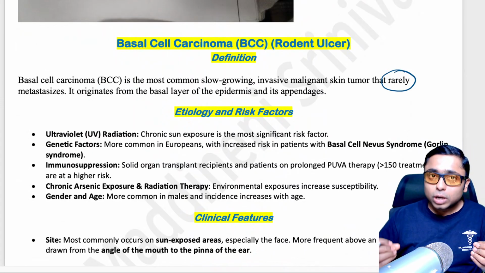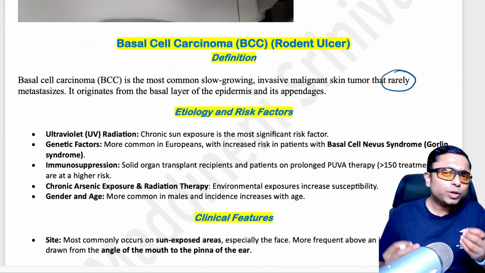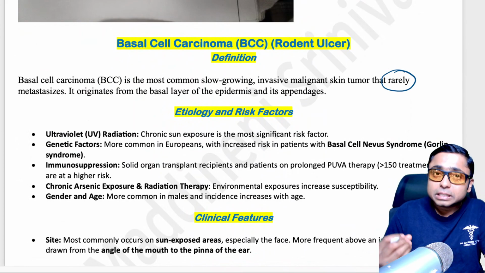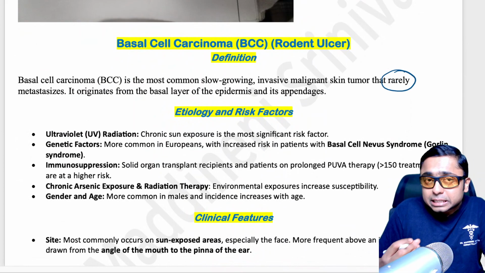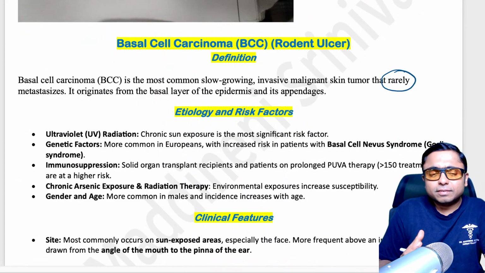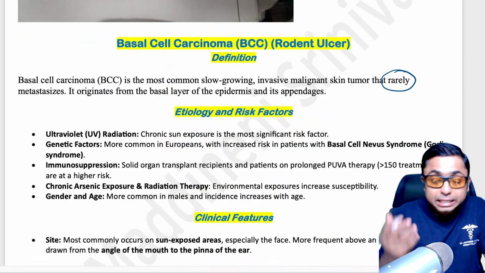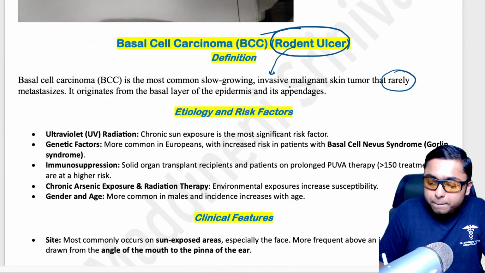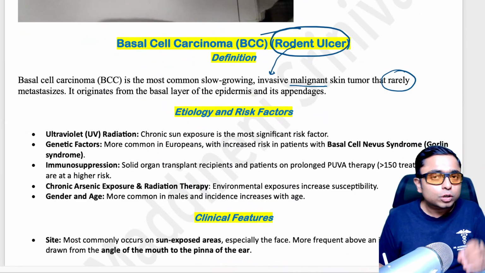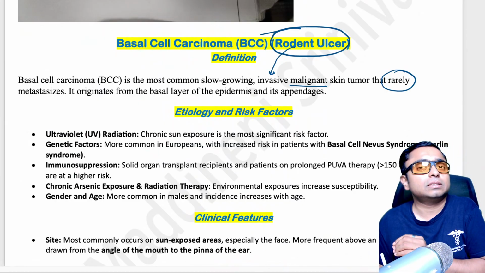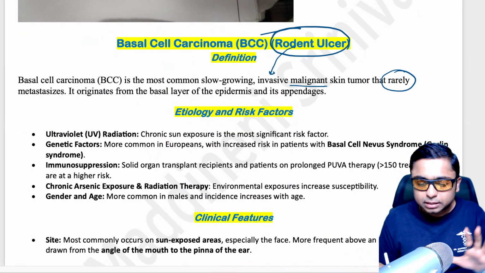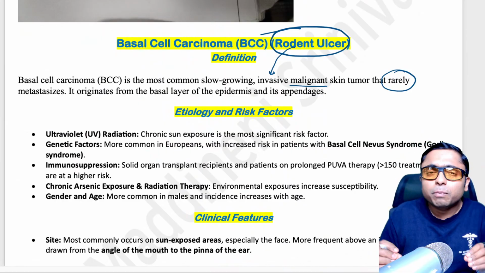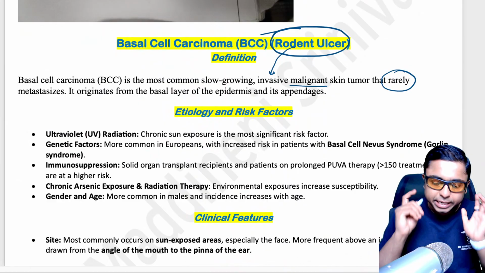Because it is a locally invasive tumor, it is going to produce ulceration of the skin, and the ulcer is going to appear as if a rat has eaten away the skin. So that is the reason why this is also called a rodent ulcer. It is a locally invasive malignant skin tumor which will not show any kind of metastasis. Very rarely it will show metastasis. This is a very peculiar important point for you to write in the theory examination.